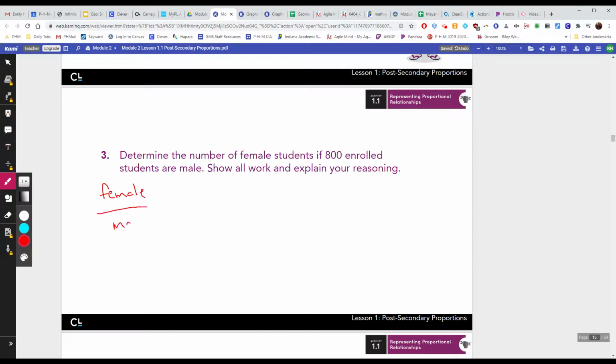Female to male. If you look back at what you wrote in the getting started, this was actually number 3 in the getting started. Number of enrolled female to number of male. We saw that ratio was 3/2. So this is the ratio we're going to use in our proportion. 3/2. This is female over male. And now we put in the information that they give us. They're saying there are 800 female students, so 800 goes up here. We're going to determine the number of male students. So I'm going to use M for male students here.